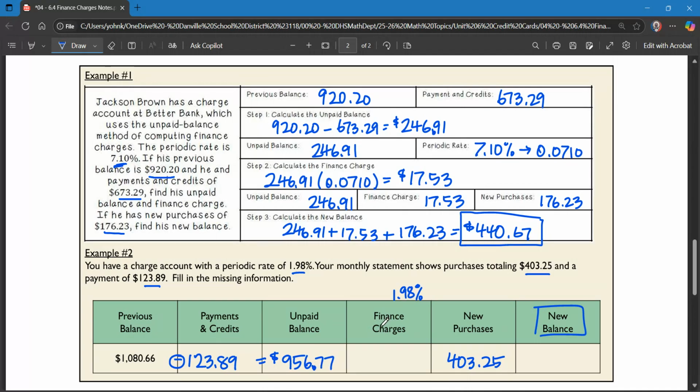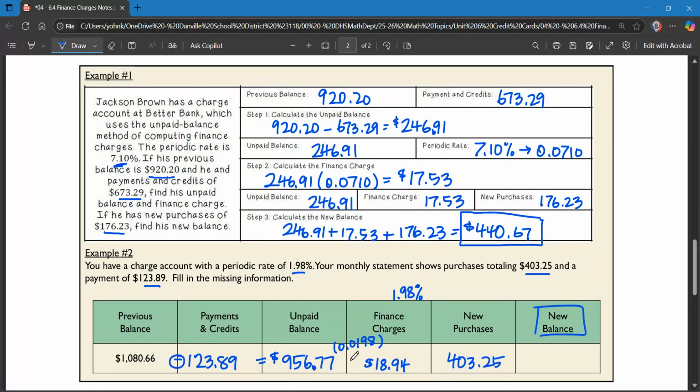Now, finance charges are calculated by taking the unpaid balance and multiplying by the finance charge. So I'm going to take this $956.77 and multiply it by the finance percentage as a decimal, so multiply it by 0.0198. That's going to give me a finance charge of $18.94.